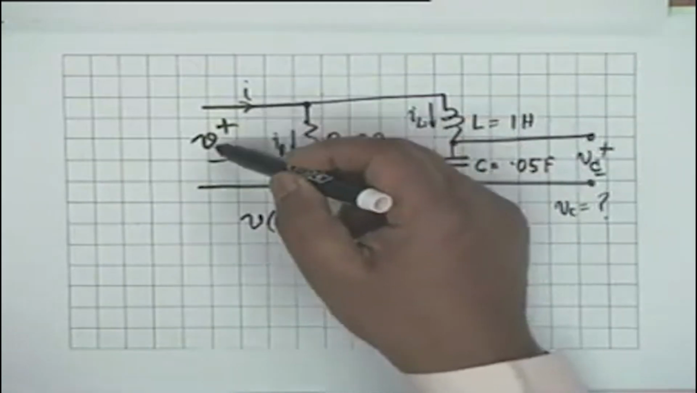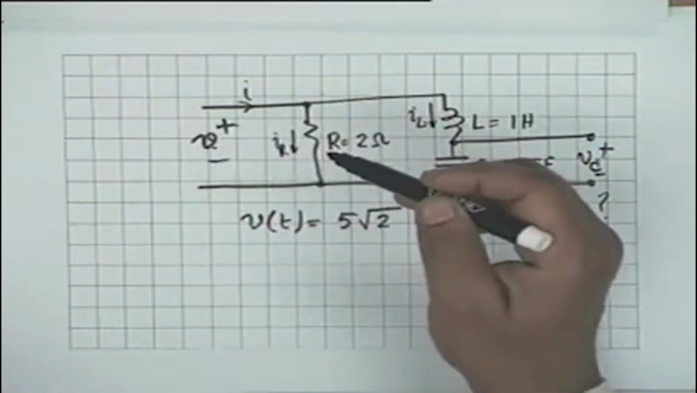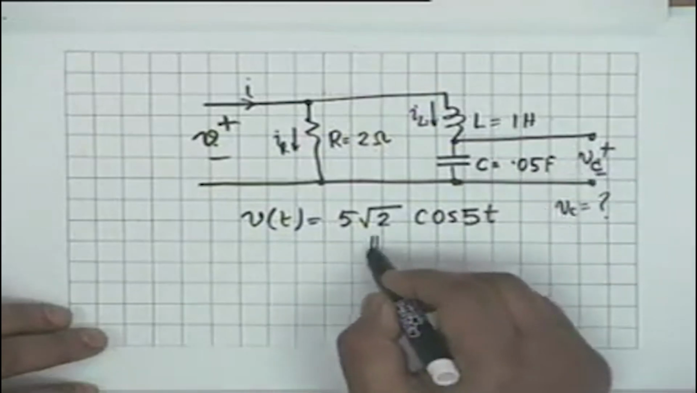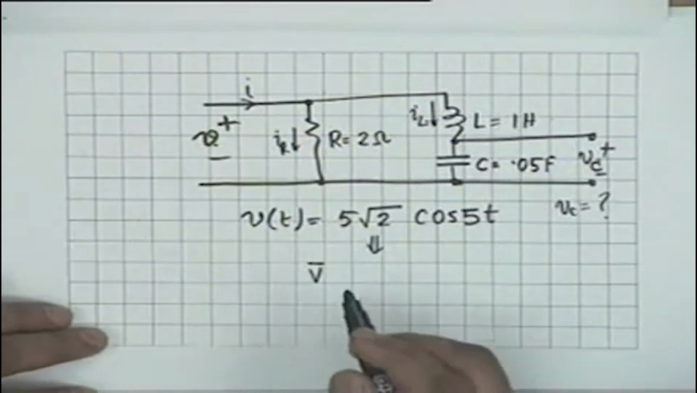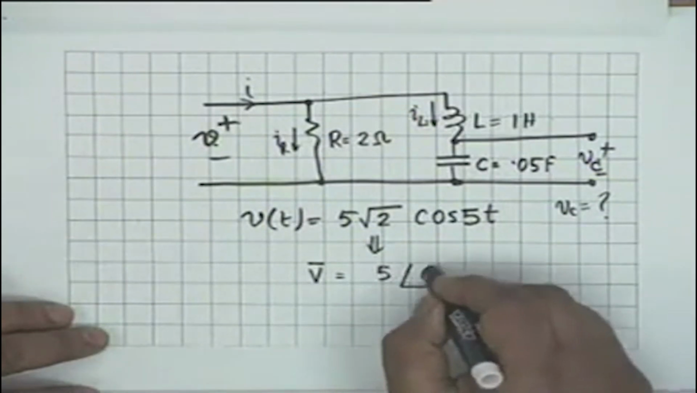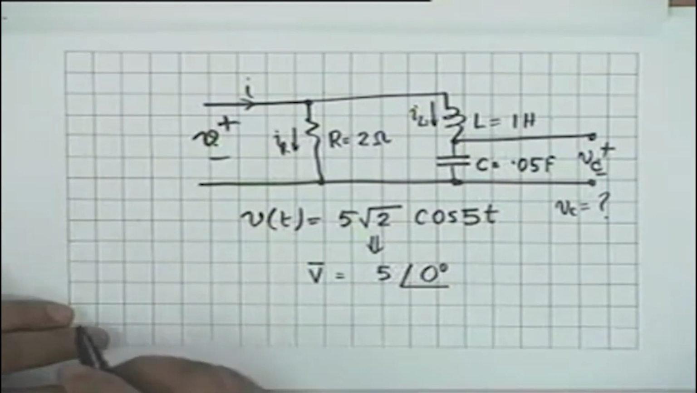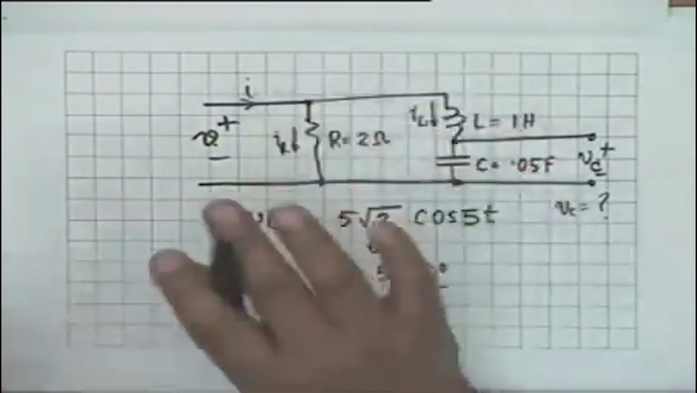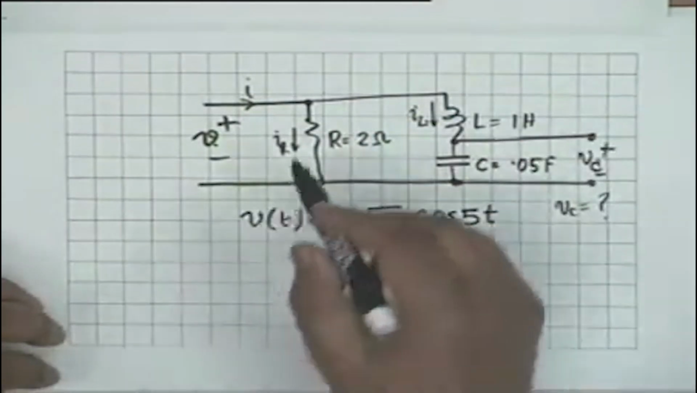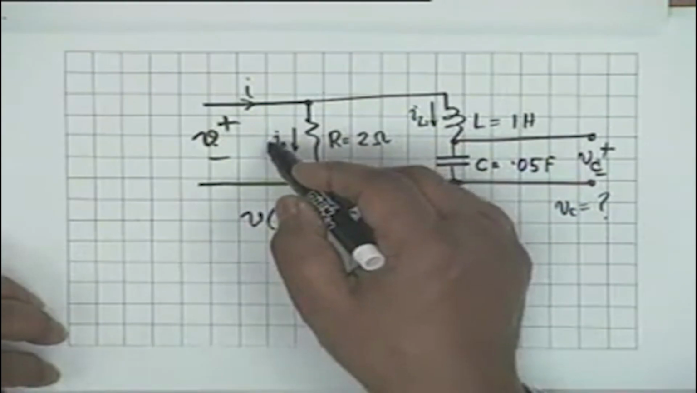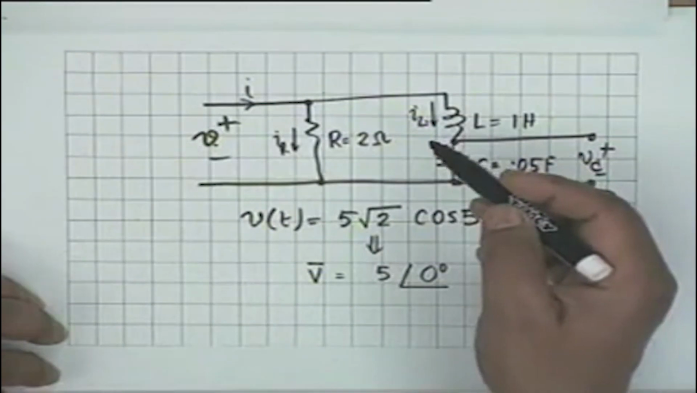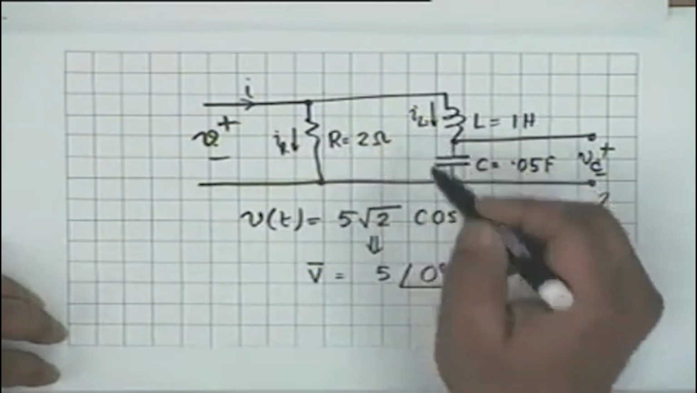Let's proceed systematically. First of all, the phasor representation of this would be V equals 5 angle 0. If I want to find out I, if that is my only concern, then I find out the impedance. Now instead of impedance, obviously it is easier to find the admittance because things are in parallel. So let's find out Y of j omega, and we will get very interesting results.